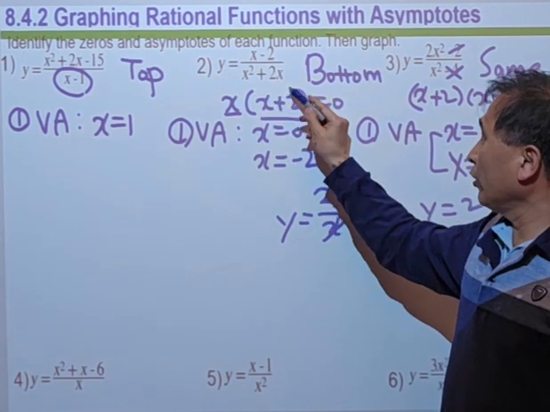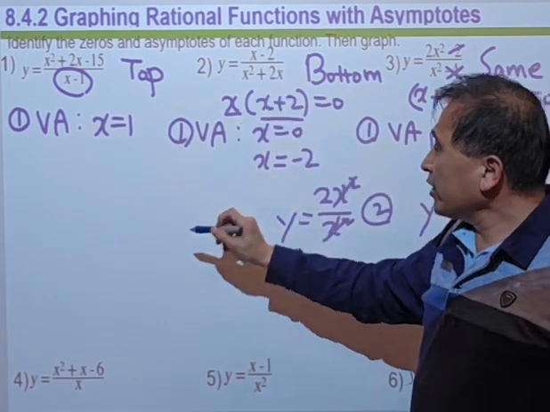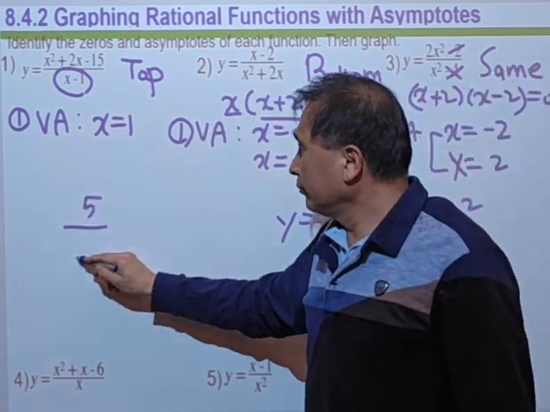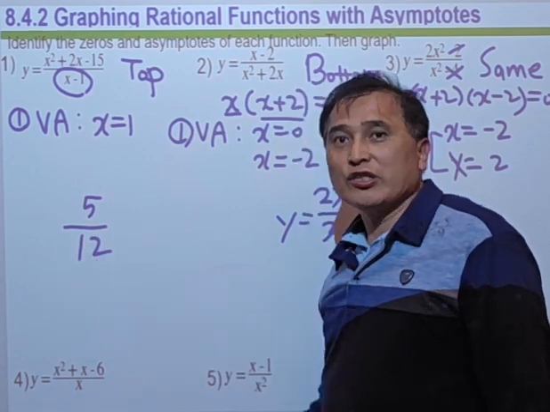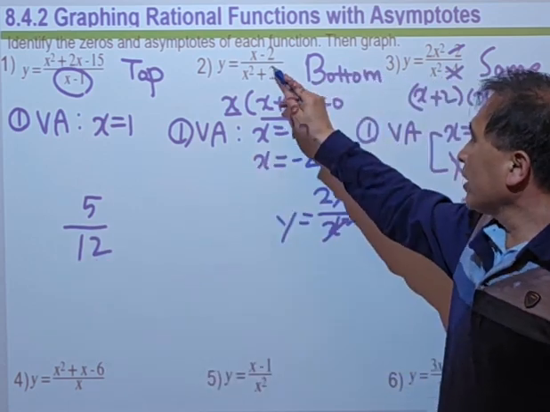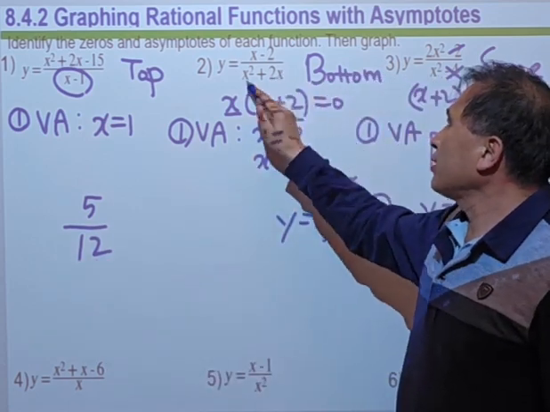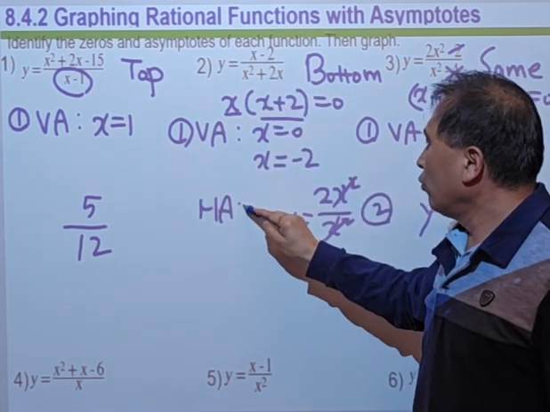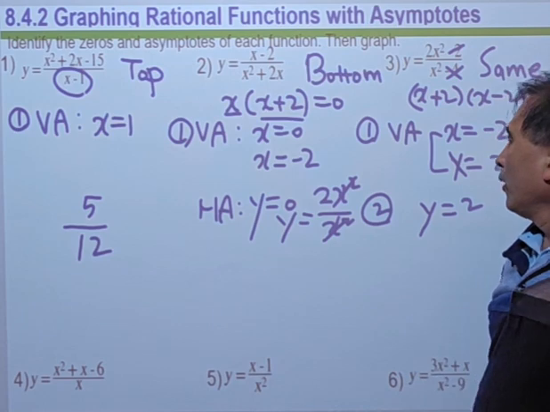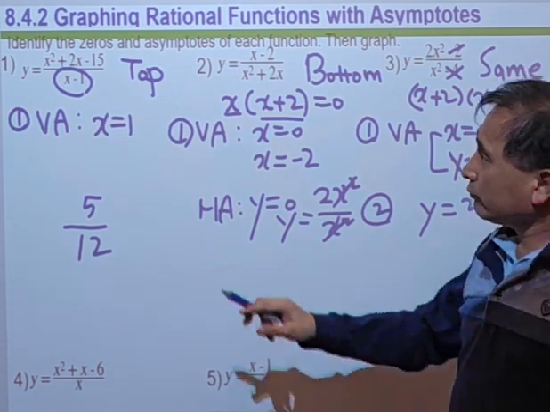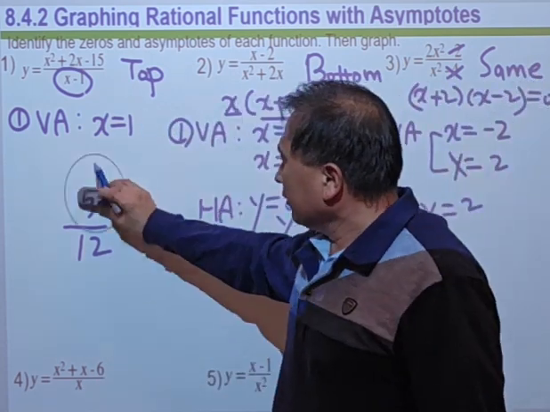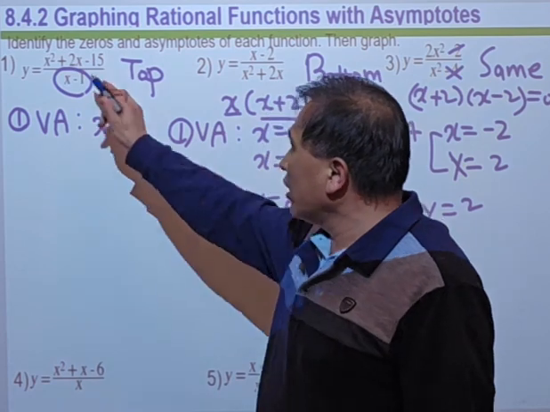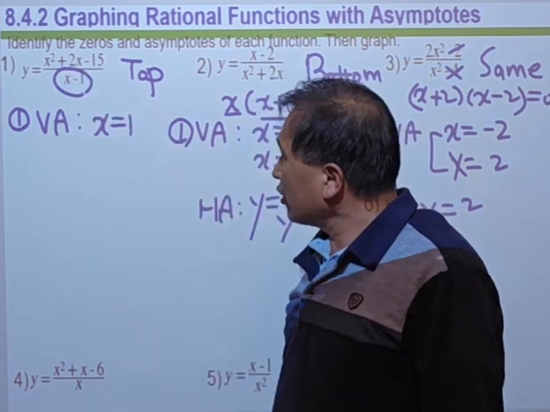And this denominator is bigger, so it's bottom heavy. That means this is like that, 5 over 12. The denominator is bigger, so the quotient is 0, right? Same here, bottom heavy, the denominator has a bigger degree, so the horizontal asymptote is y equals 0. Only the degree matters. If it's top heavy, then you need to do synthetic division or long division.